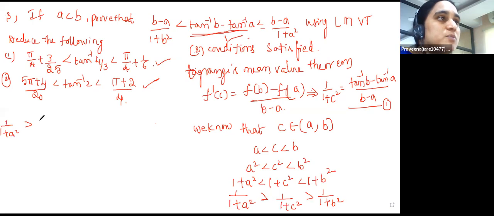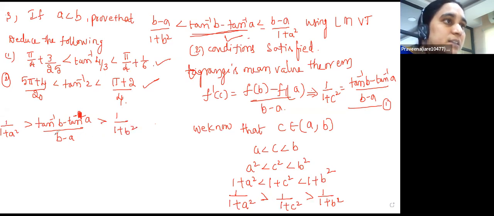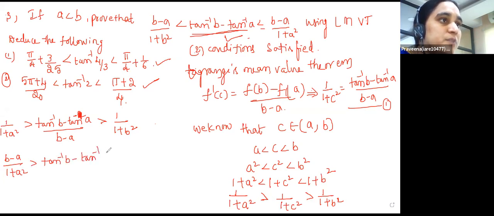1 plus c square means what? Tan inverse b minus tan inverse a by b minus a is greater than 1 by 1 plus b square. I will take the denominator b minus a on both sides. From that we got b minus a by 1 plus a square is greater than tan inverse b minus tan inverse a is greater than b minus a by 1 plus b square.